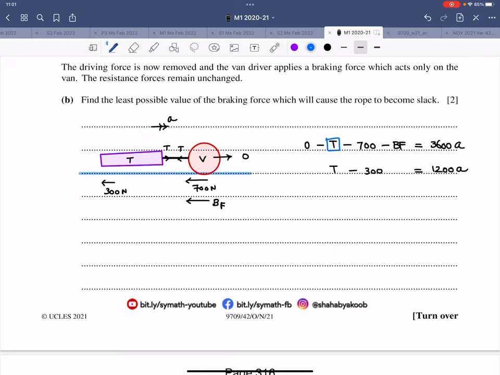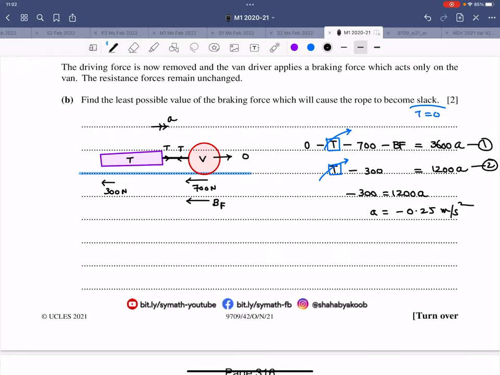Actually, you're going to find it, because tension is zero because the rope is slack. So therefore, tension is zero. So this thing disappears. This thing disappears. So from the second equation, minus 300 is 1200 A. Therefore, A is negative 0.25 meter per second square. This is equation one. This is equation two.